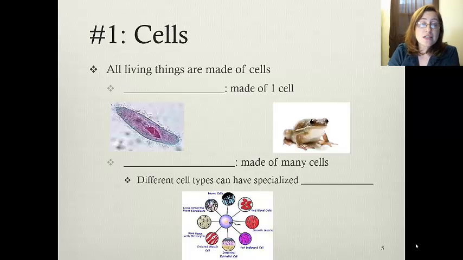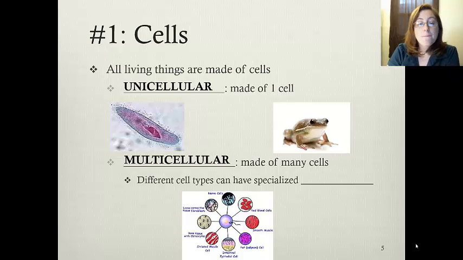So first thing is, if you're going to be living, you have to be made of cells. And it can be one cell. In that case, you are a unicellular organism, for example, like the paramecium here on the left side. Or you can be made of many cells, which would be multicellular. And as humans, we're made of over 1 trillion cells now is what they estimate. So you can get very large.